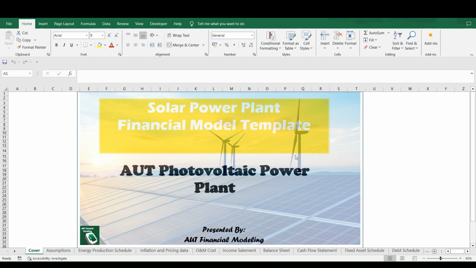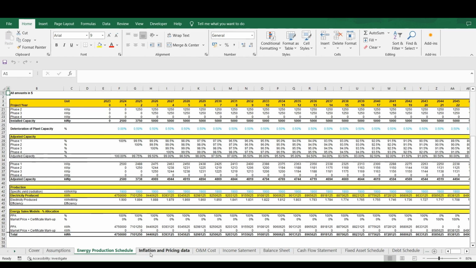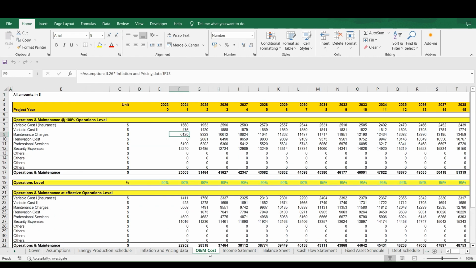In this financial model, there are various sheets and various options for the user of the financial model to look at. There is an assumptions sheet which contains various types of assumptions that are required. Then we have the energy production schedule, the inflation pricing data, our operation and maintenance cost. Then we have output sheets.